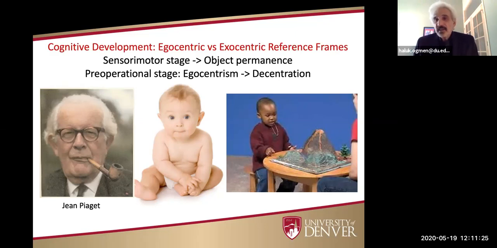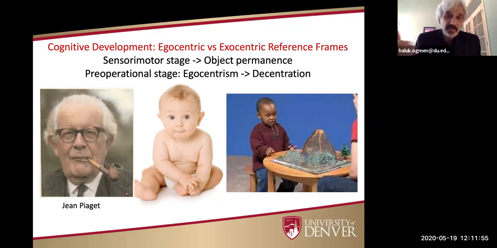What's an egocentric reference frame? It is one that is based on the subject. It could be on the head of the subject, on the body of the subject, or on the eye of the subject, as in retinotopic reference frame. These are all egocentric reference frames. What Piaget observed and proposed is that through developmental stages, the brain starts to generate and use exocentric reference frames.